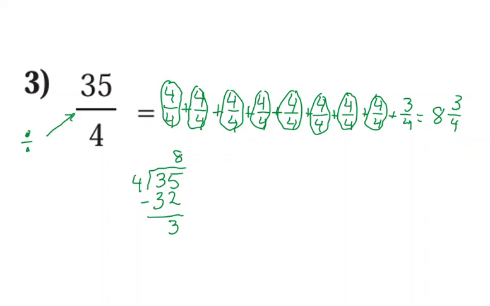So the quotient is 8. That becomes our whole number. The remainder becomes the numerator, that's a 3. And the divisor becomes our denominator. So that equals 8 and 3 fourths. Same as over here, right? 8 and 3 fourths, 8 and 3 fourths.